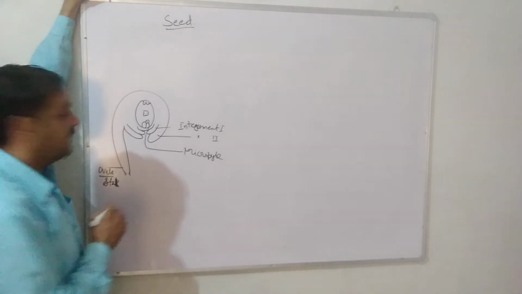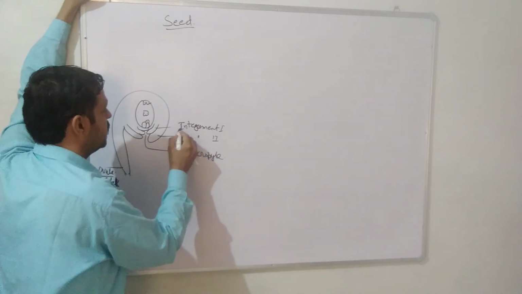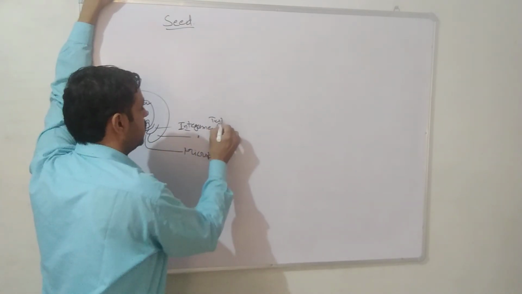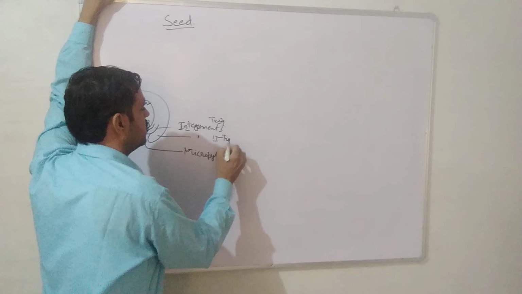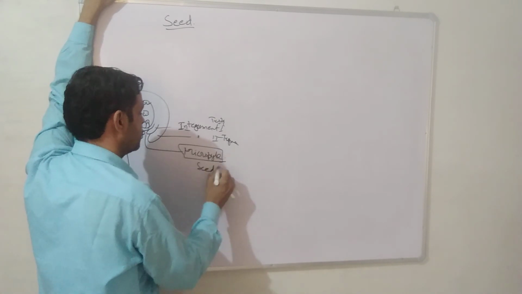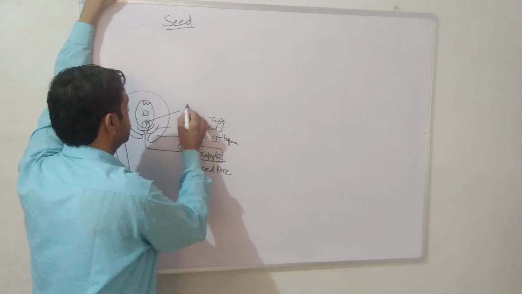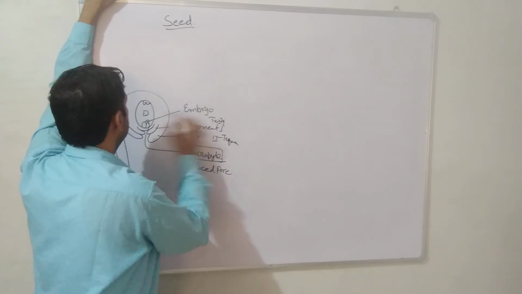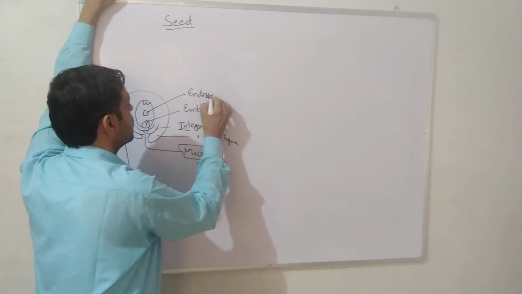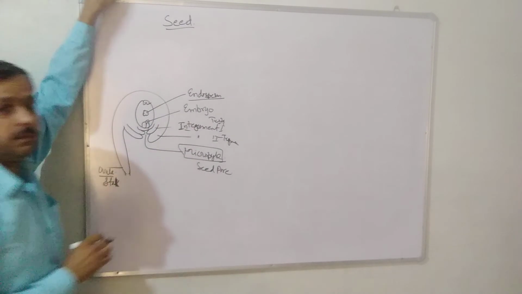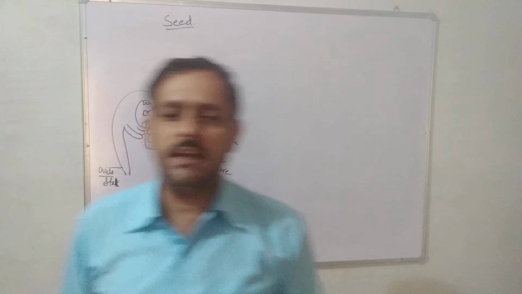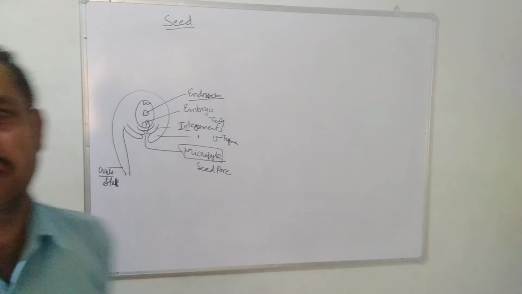So after fertilization, these integuments are converted into seed coat: integument first becomes testa, integument second becomes tegmen. The micropyle is converted into seed pore, the egg cell is converted into embryo, and the polar cells are converted into endosperm. Endosperm is the nutrient substance. So the ovule, after fertilization, develops into seed.